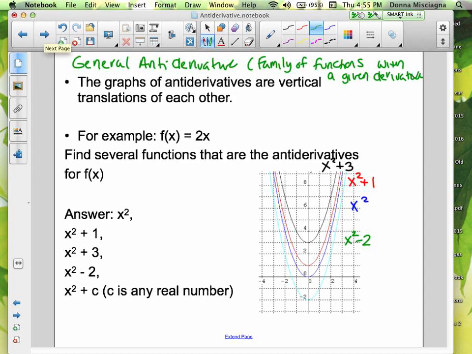But the word derivative looks a little strange there. Let me try to make that a little nicer so you can actually read it. They do differ by only a constant.